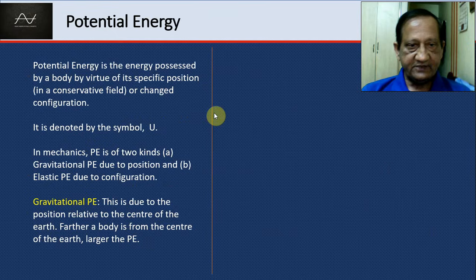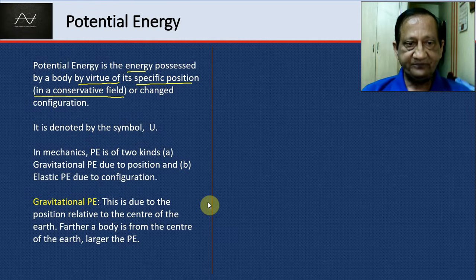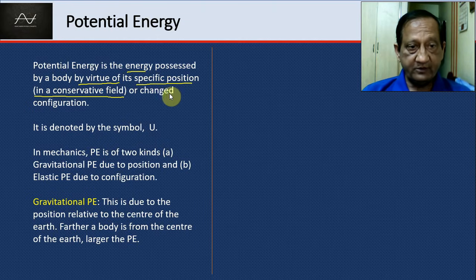Potential energy is an energy possessed by a body by virtue of its specific position in a conservative field. The example that we have been talking about is gravity. It is a conservative field. The concept of field is something else. Right now, you don't need to worry about it. Now, it could be due to position or it could be due to configuration as well. It is denoted by the symbol U.